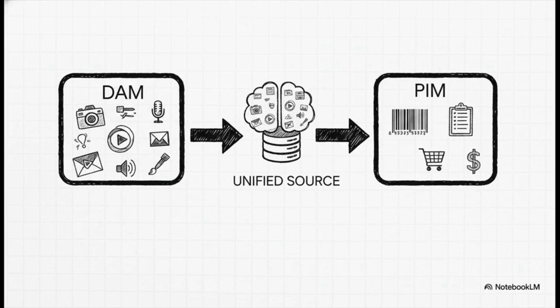It means the right image is always tied to the right product specs, the right price, the right description, and solutions like Comport's data pool are built to do exactly that, creating one single source of truth that gives you perfect consistency across every single place you sell.